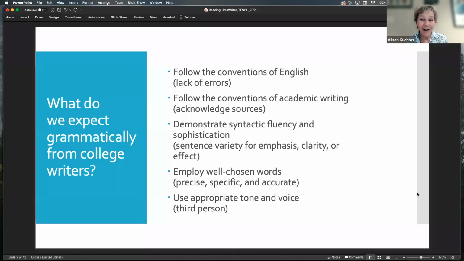Now, we expect a lot of our students in college. They need to have correct prose. We don't want errors. We don't want them to be making mistakes with the language. But there's also conventions that we expect to see in academic writing. For instance, parenthetical citations, acknowledging sources, quoting, integrating quotes. We expect a certain level of sophistication in their sentences, that they'll be able to emphasize ideas, write complicated sentences if necessary, as well as punctuate ideas with clarity. They need to use words that are precise and accurate to express their meaning. And then there has to be a certain tone and voice. Usually it's an objective kind of third person that we expect to see. So students don't often come into the classroom knowing all these conventions, and we need to help them learn them, master them, so they can engage in academic discourse.